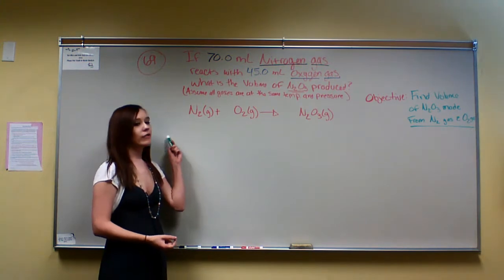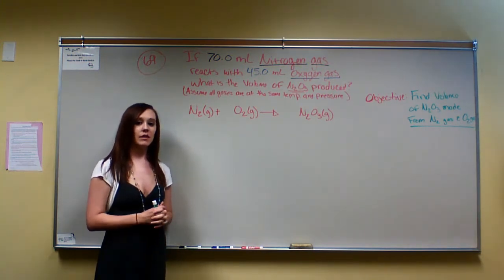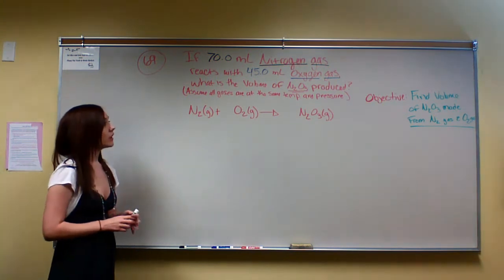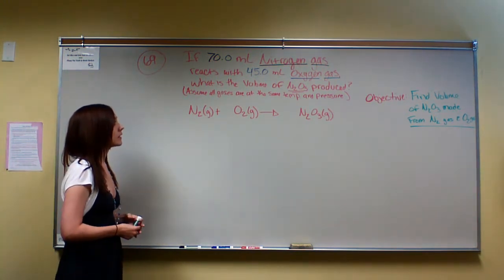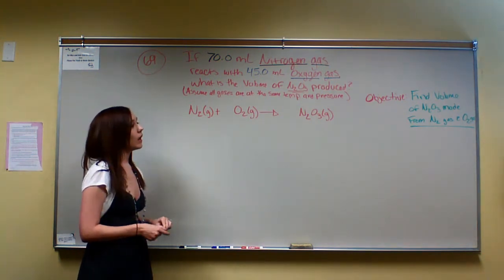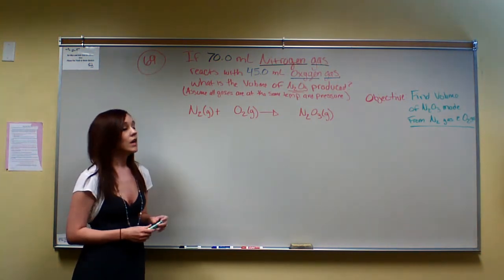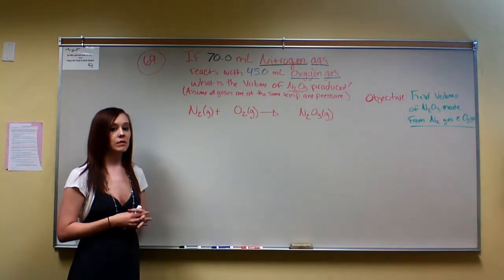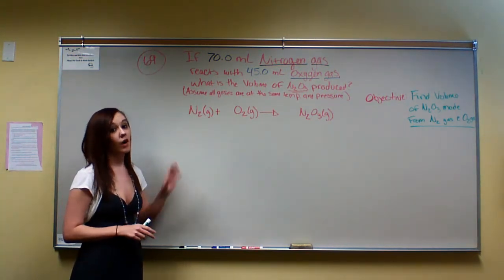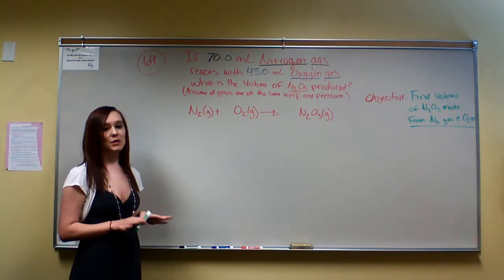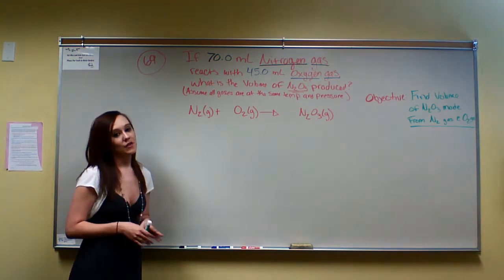Number 69 from your textbook to help you do the limiting reagent problem. So for us we have, if 70 milliliters of nitrogen gas reacts with 45 milliliters of oxygen gas, what is the volume of N2O3 produced? And we also want to know if our gases are the same temperature and pressure, because that can make a difference in your problem. So for our problem today, we know that the gases' temperature and pressure are all the same.